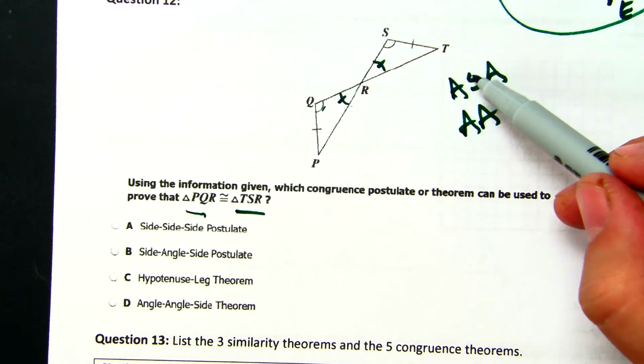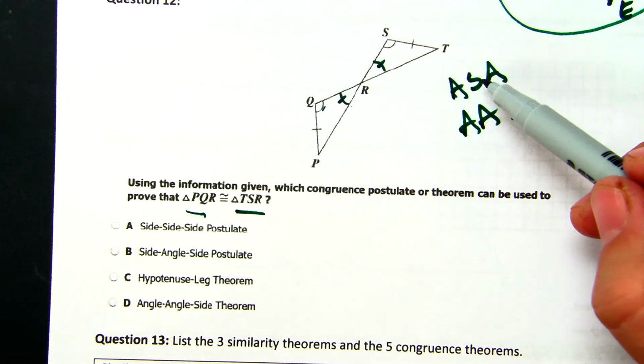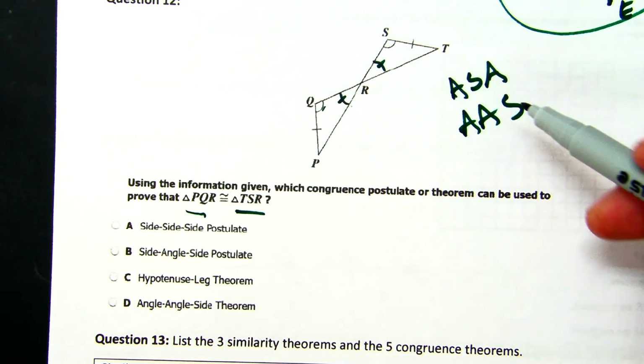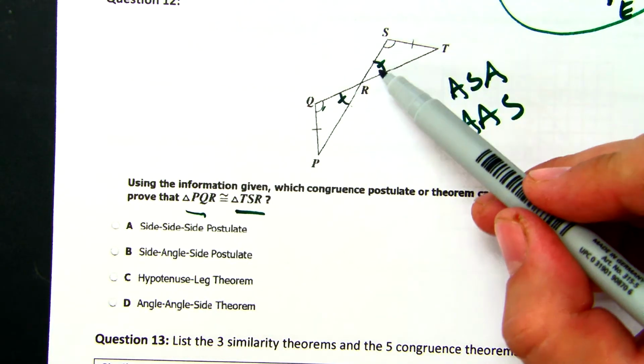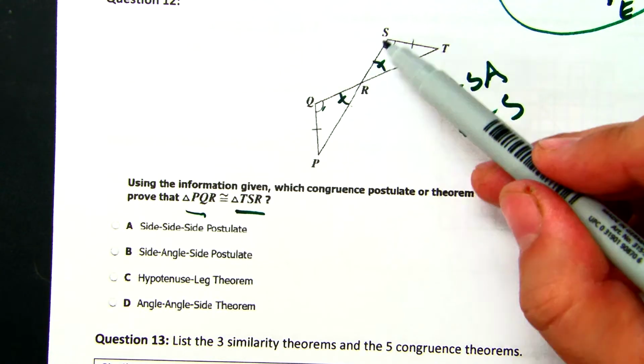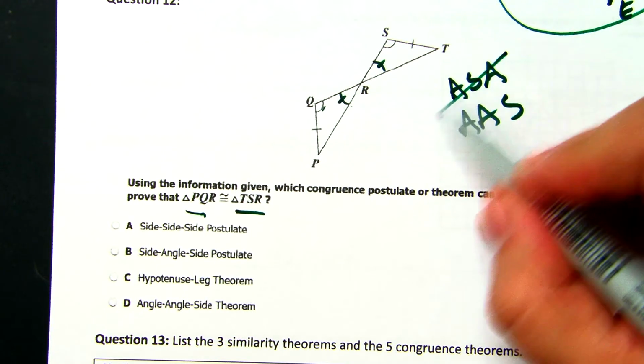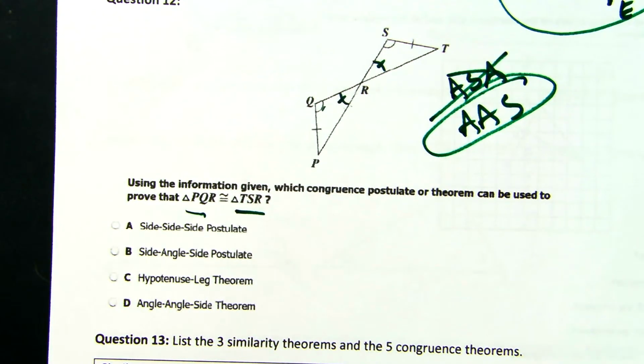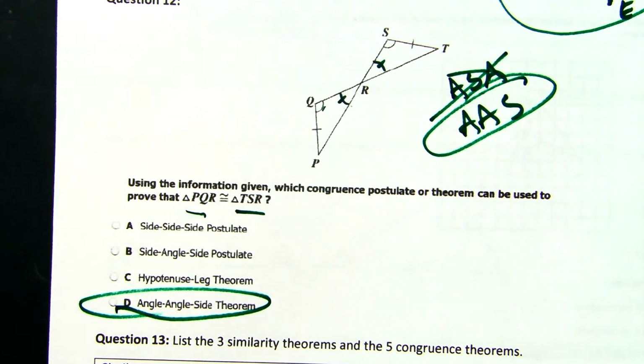ASA implies that the side is between the two angles. It's the included side. If I look over here, here's my two angles. The side is out here, so it's not the included side. The included side would be RS. So it's not ASA, it's AAS. If I look down here, that's choice D.